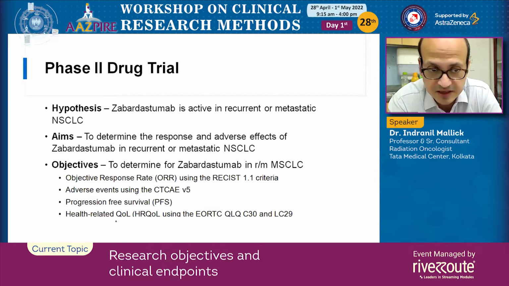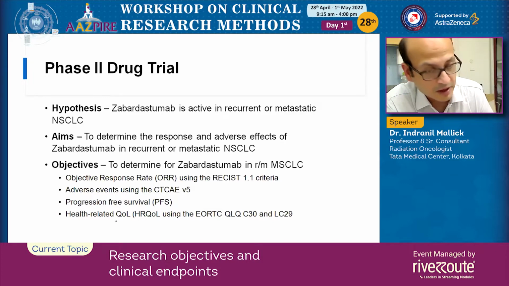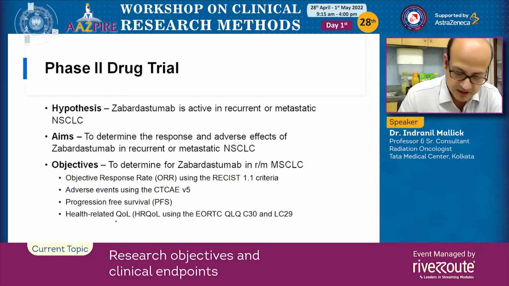Here you're coming to definitions. Objective response rate using what? Using which instrument? Using a particular criteria. Adverse events using the CTCAE version 5. Also look at progression-free survival and health-related quality of life outcomes. So again, you see that for the phase 2 study, your hypothesis, aims, and objectives are related in a certain way. The objectives are changing, the aims are changing, but it follows a certain structure.